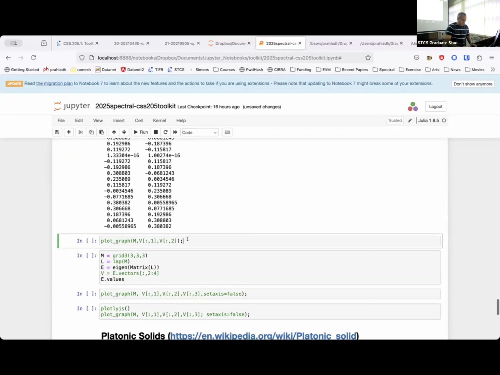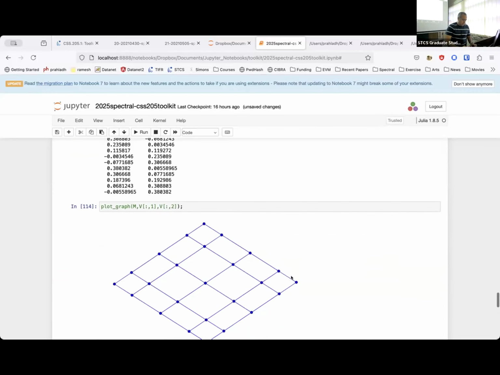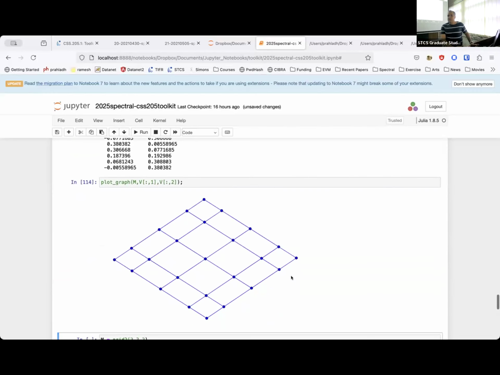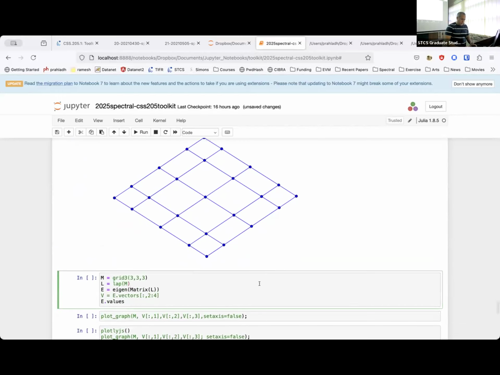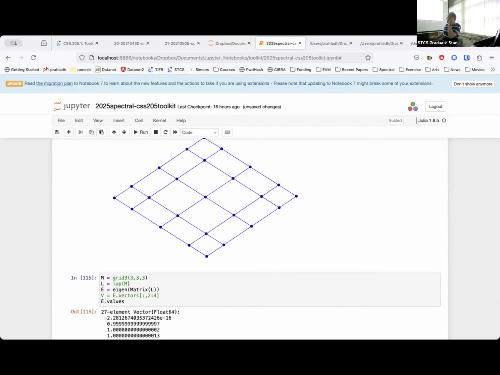Let's see what happens when I plot this. It actually does plot it. We will see in the next lecture why that happens. This is actually not surprising; it's obvious why it should do this. It plots them nicely. Notice I haven't told it how to plot it. I just gave the adjacency matrix of the graph and it did plot it. Let's take a three-dimensional one, a 3x3x3 grid.